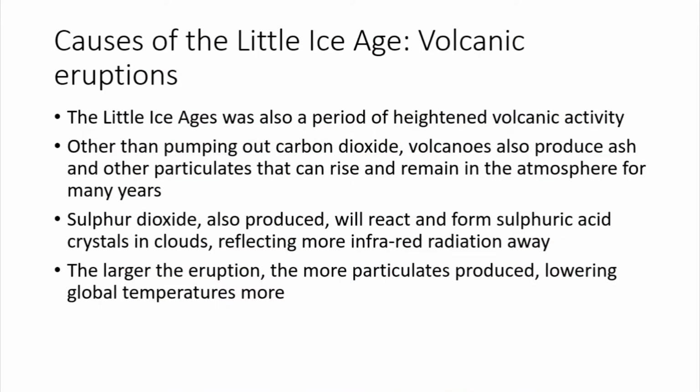The next one is volcanic eruptions. There was a period of heightened volcanic activity during the Little Ice Age. Other than pumping out carbon dioxide, volcanoes also produce ash and carbon particulates that can rise and remain in the atmosphere for many years, so it acts like a blanket around the Earth. Sulfur dioxide, also produced, would react in the upper atmosphere and form sulfuric acid crystals in the clouds, reflecting more heat away. The larger the eruption, the more particulates produced, which in turn lowers the temperatures more.